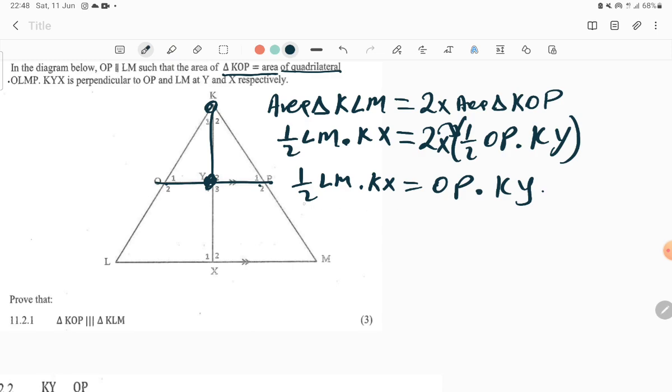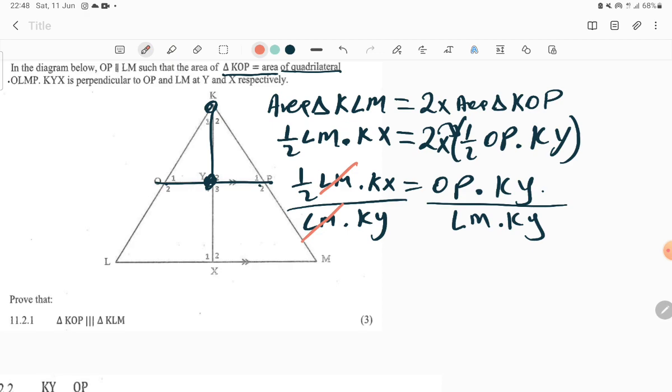This side, let's divide by LM times KY. Then this side, let's divide by the very same thing, LM times KY, so that this LM cancels that one, and this KY cancels that one. Then we will end up having just 1 over 2, then KX over KY divided by OP over LM.